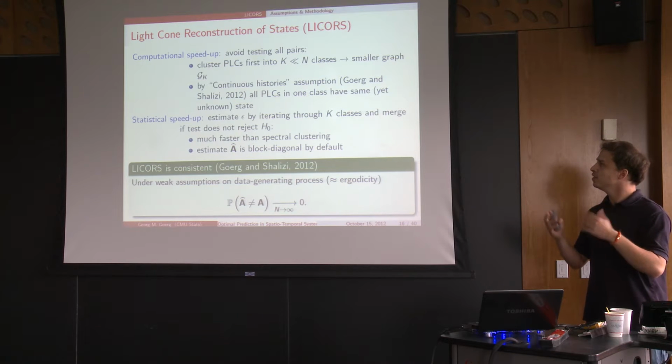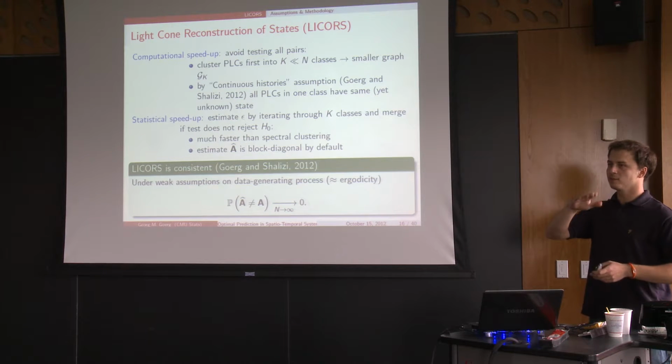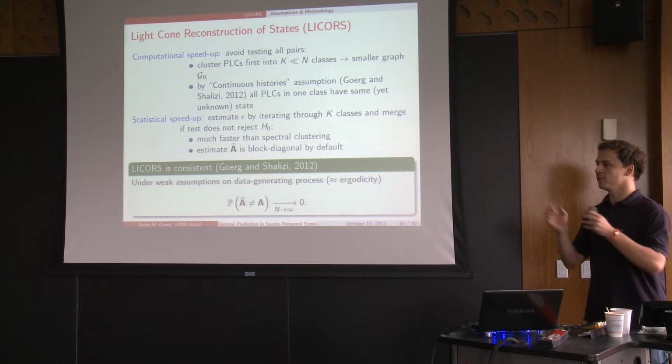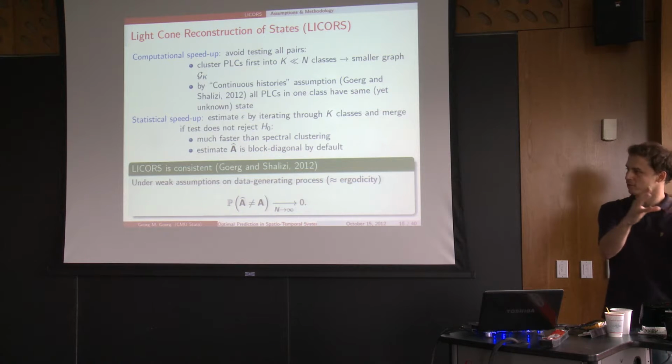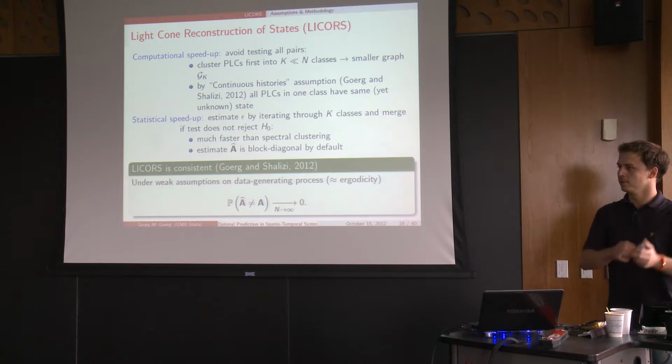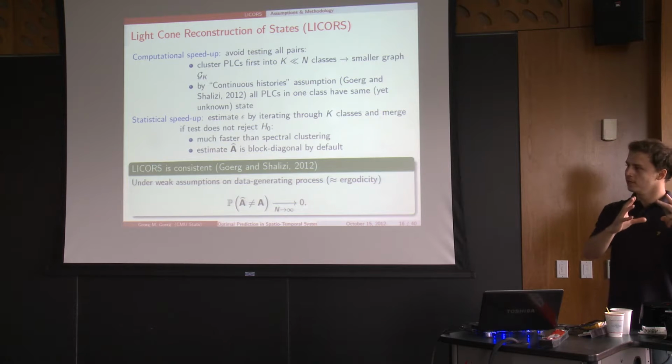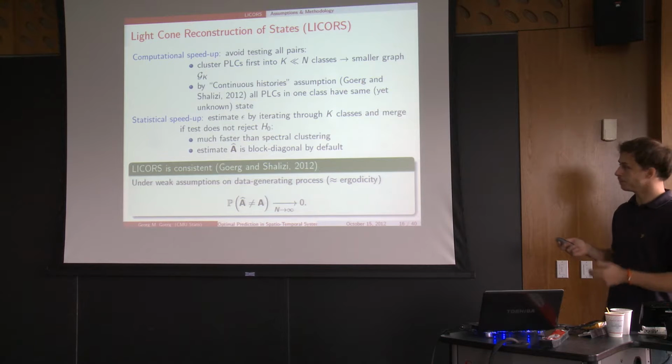Ergodicity, and the idea is you need the system to not change too much, because you need a growing sample size in each neighborhood of the past light cones. So if the system doesn't change too much, then as n grows, you get more and more samples in each cluster.